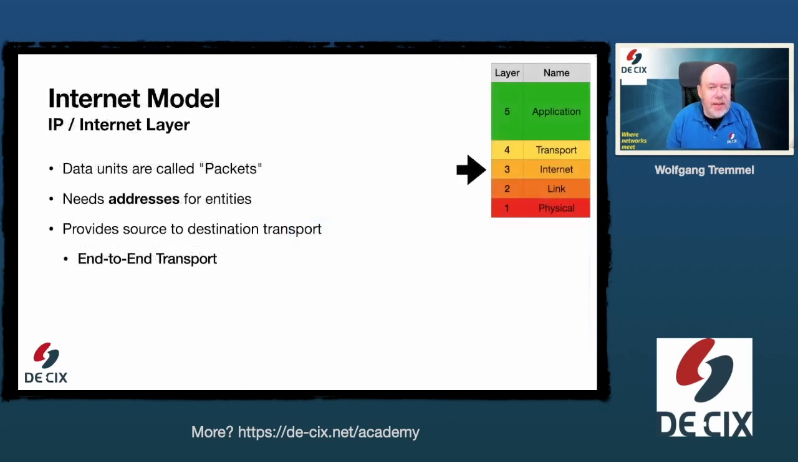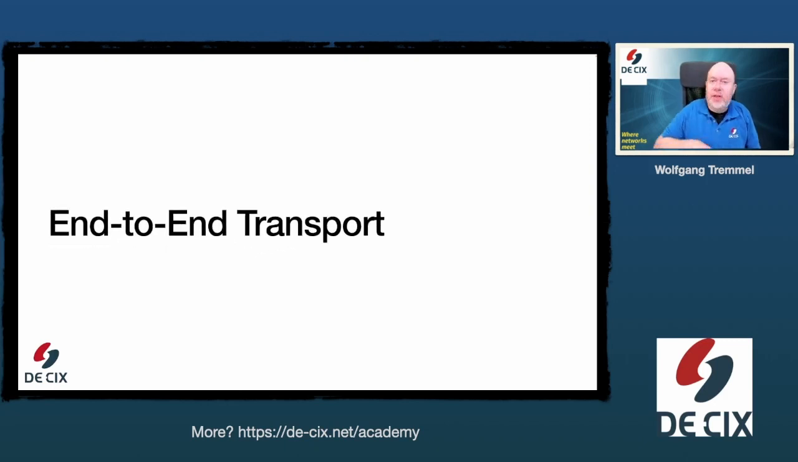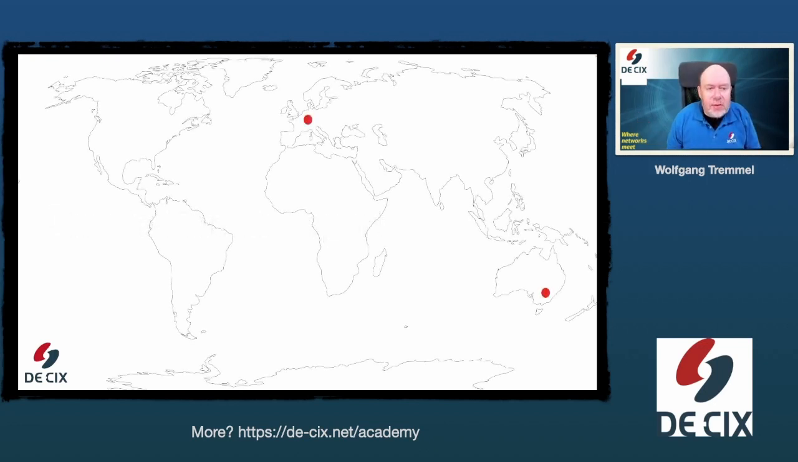Yes, let's go back to the internet model. And the purpose, like I said, of layer 3 is to provide end-to-end transport. So from here to Australia or wherever in the world you want to send data. So let's have a simplified view. This is, of course, not how the internet looks. There is no direct circuit to Australia. End-to-end doesn't mean that each and every destination has one dedicated circuit to reach it. It's a lot more complicated.